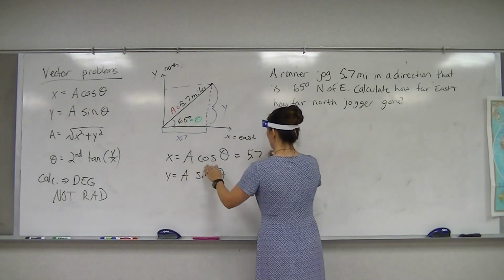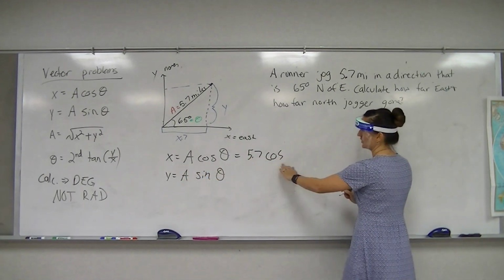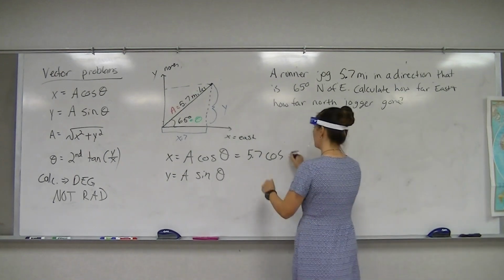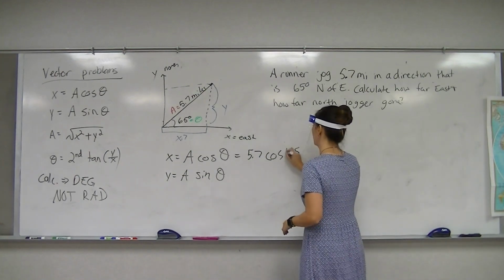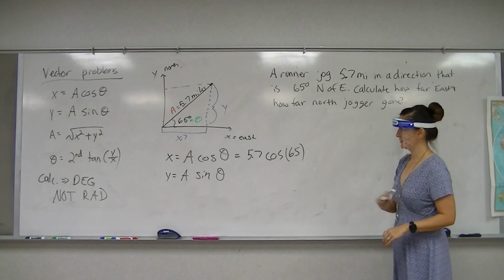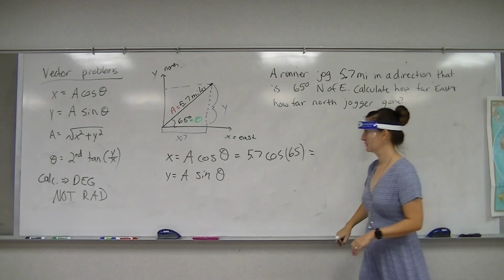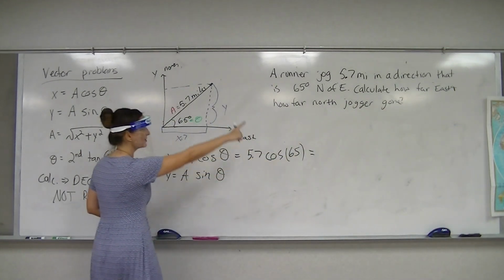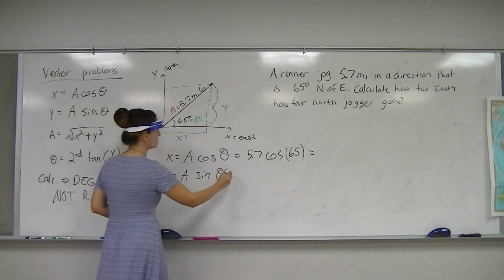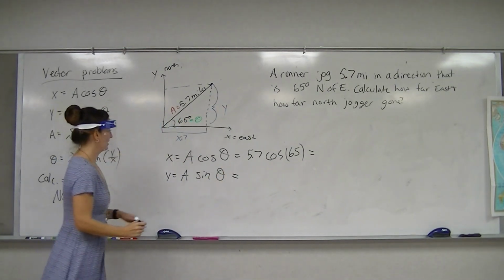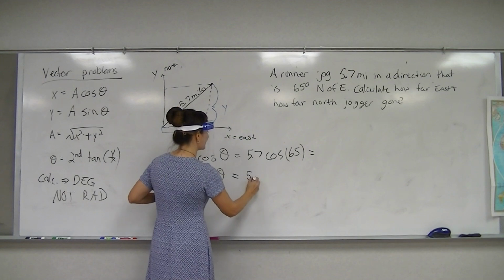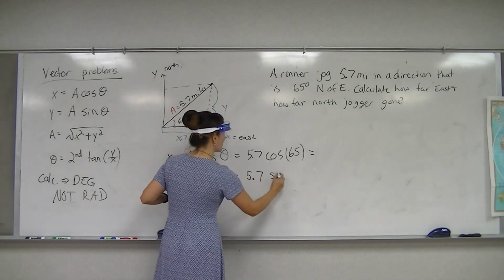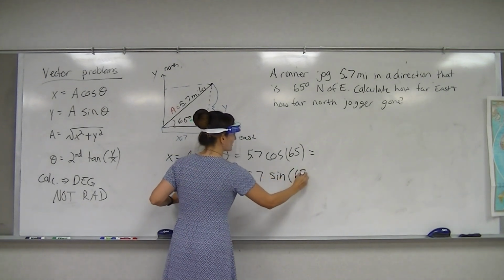Our A is 5.7, and then we're going to press our cosine button on our calculator. Parentheses will pop up, and you'll enter 65 into those parentheses to get your x distance. Now it is a distance, so it's going to be in miles, just like the original A value was in. To solve for y, same thing, except this time, instead of pressing the cosine button, you're pressing the sine button.